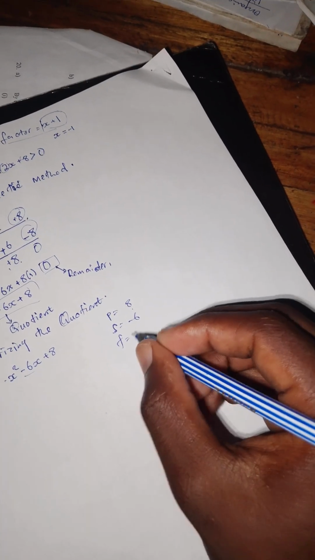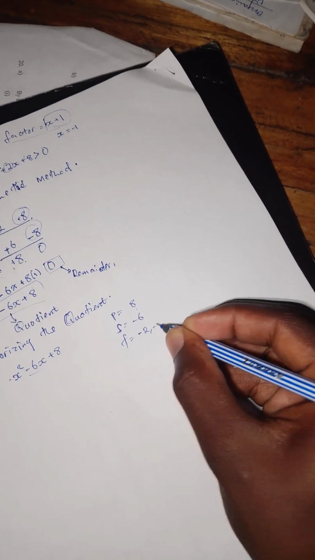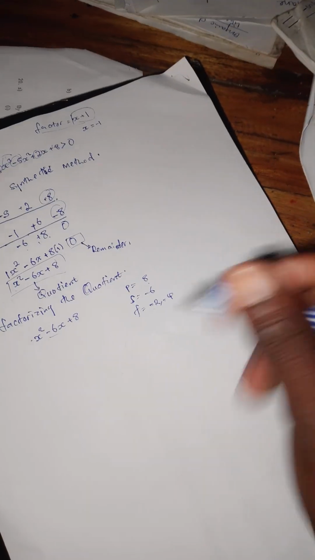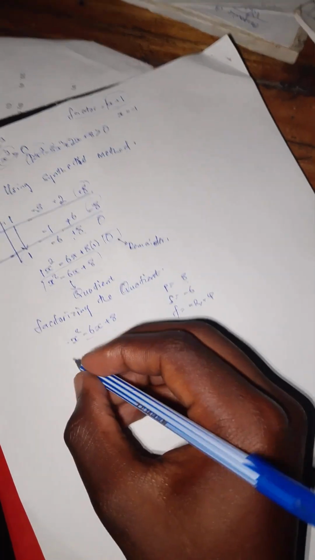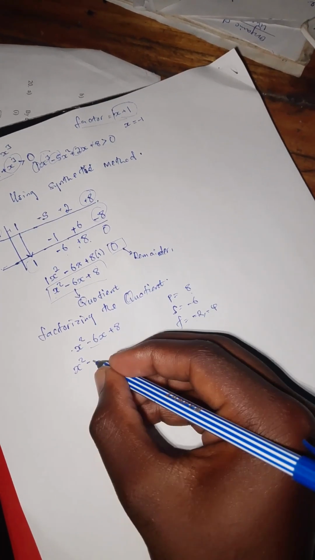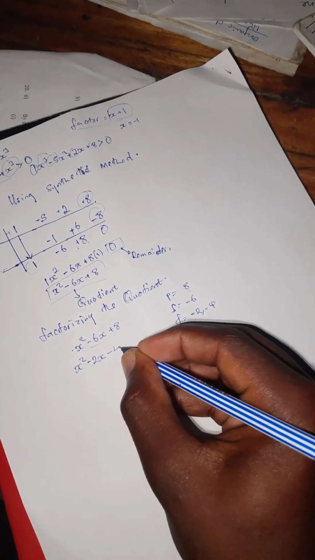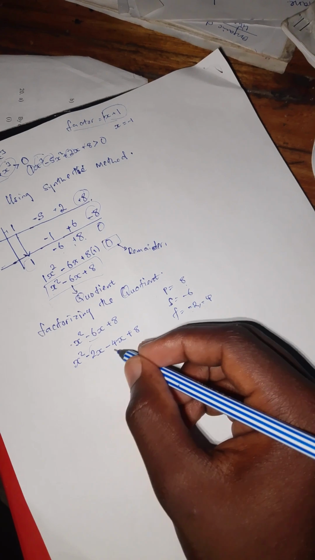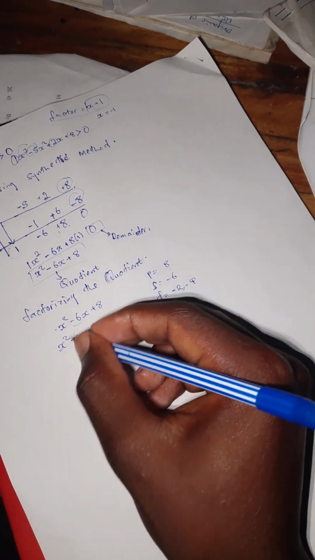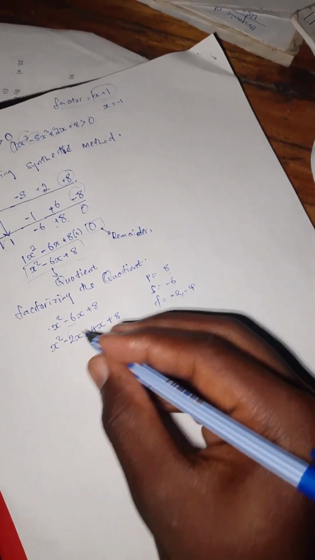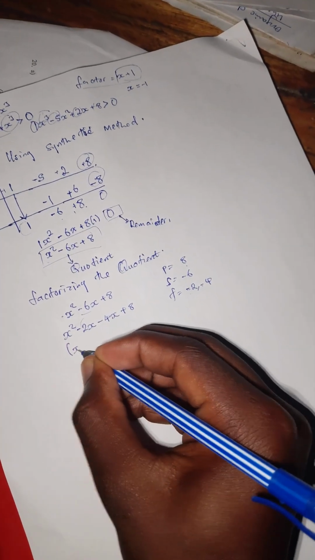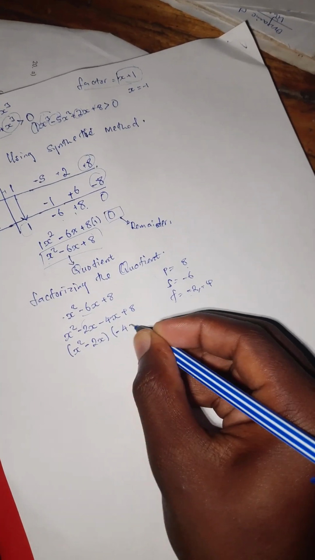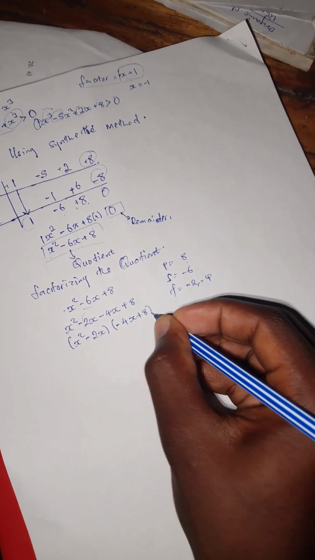That is negative 2 and negative 4. This times this is positive 8, and this plus this is negative 6. That's right. So this is x squared minus 2x minus 4x plus 8. The negative 6 in between is simply replaced. Grouping that, we have x squared minus 2x, negative 4x plus 8.